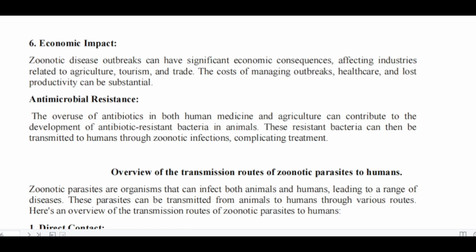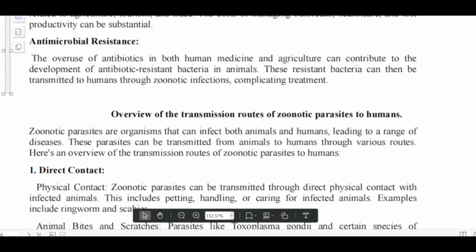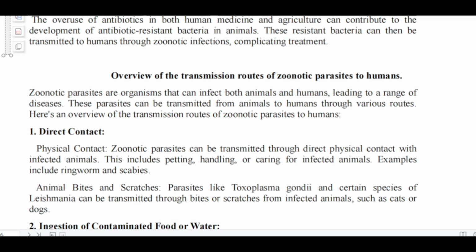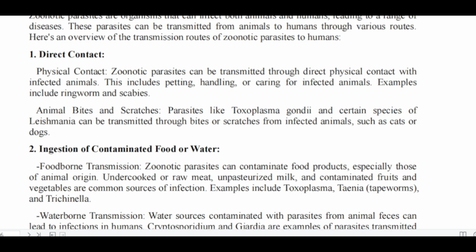Now let's look at the overview of transmission routes of zoonotic parasites to humans. Zoonotic parasites, we said, are organisms that infect both man and his animals, leading to a range of diseases. These parasites can be transmitted from animals to humans through various routes. And these are some of the routes. Number one, you have direct contact.